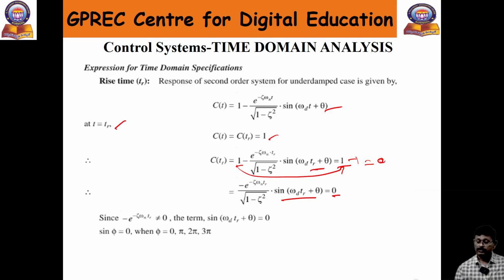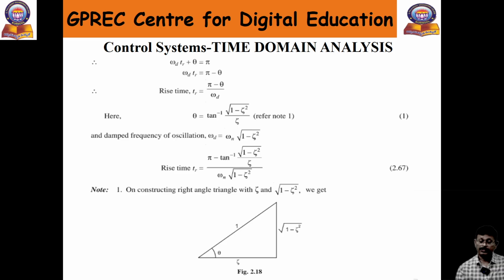Since the exponential term is not equal to 0, the sine term must be 0. When does the sin value equal 0? When the angle is 0, pi, 2 pi, and so on. The same condition I'm taking here: omega d tr plus theta equal to pi. So omega d tr equal to pi minus theta, and tr equal to (pi minus theta) by omega d.